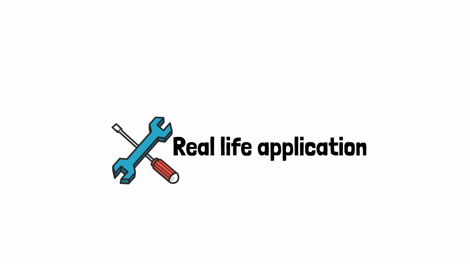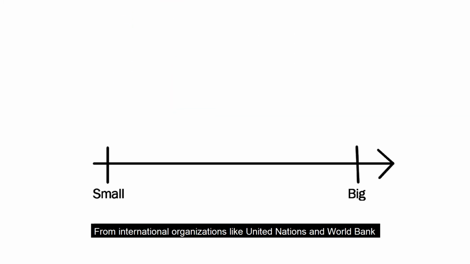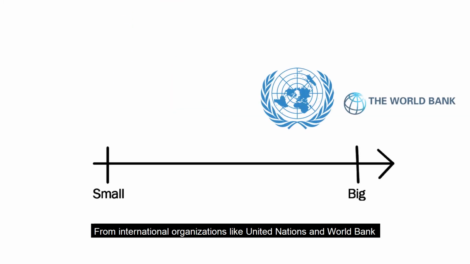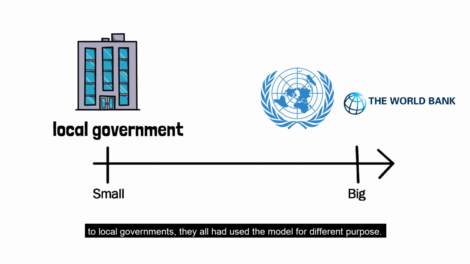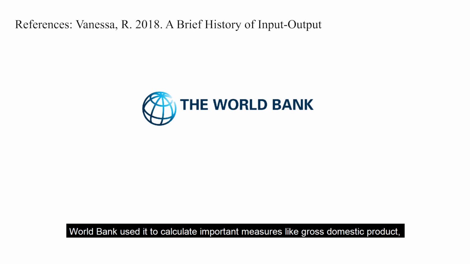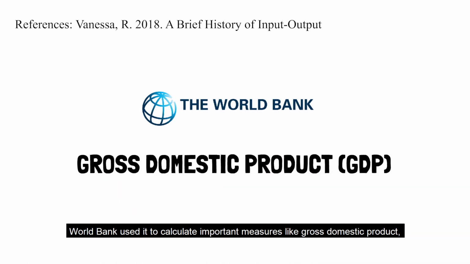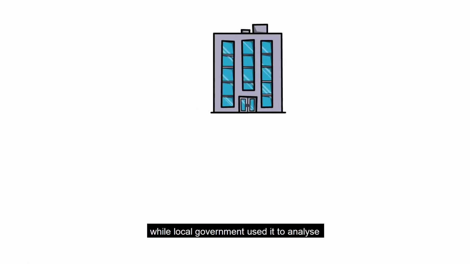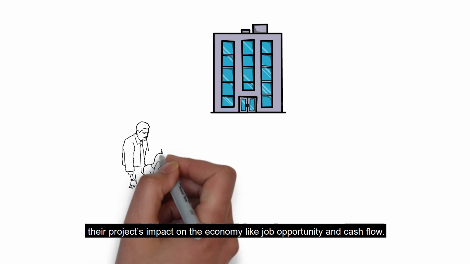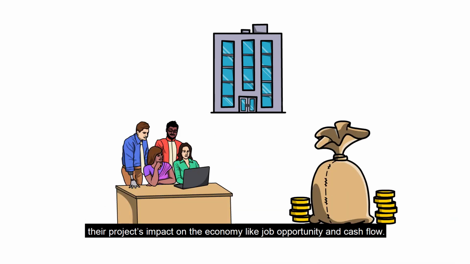Real-life application. From international organizations like the United Nations and World Bank to local governments, they have all used the model for different purposes. The World Bank used it to calculate important measures like gross domestic product, while local governments used it to analyze their projects' impact on the economy, like job opportunities and cash flow.